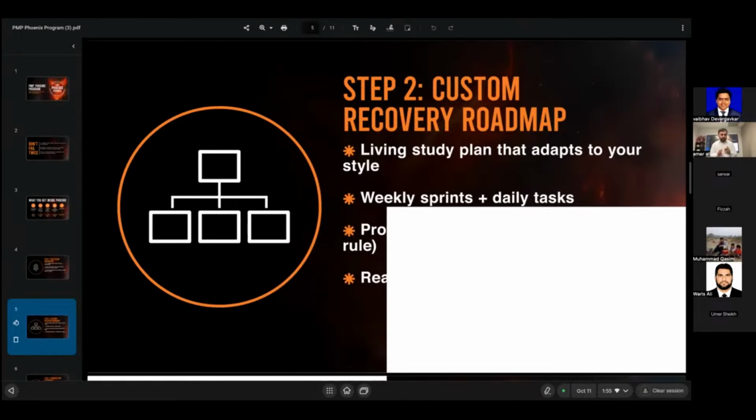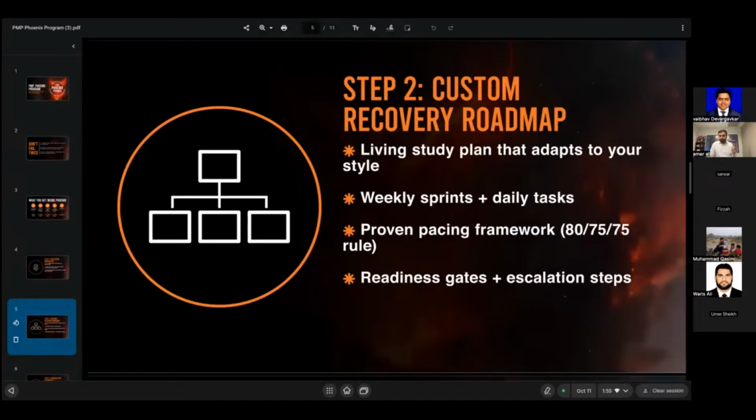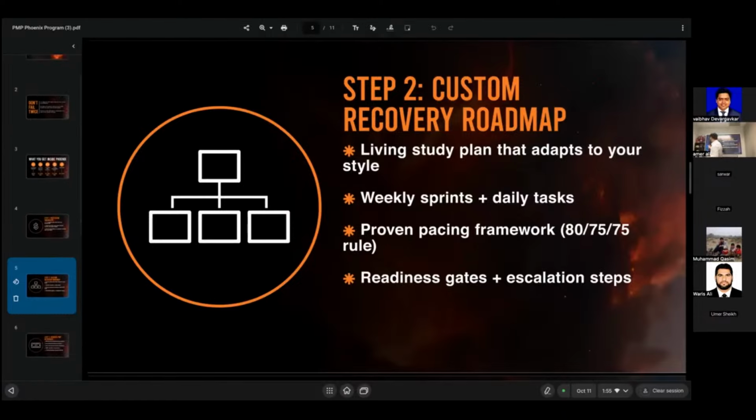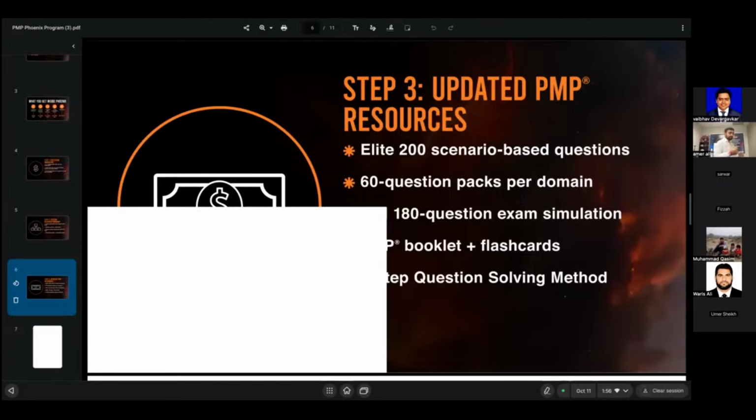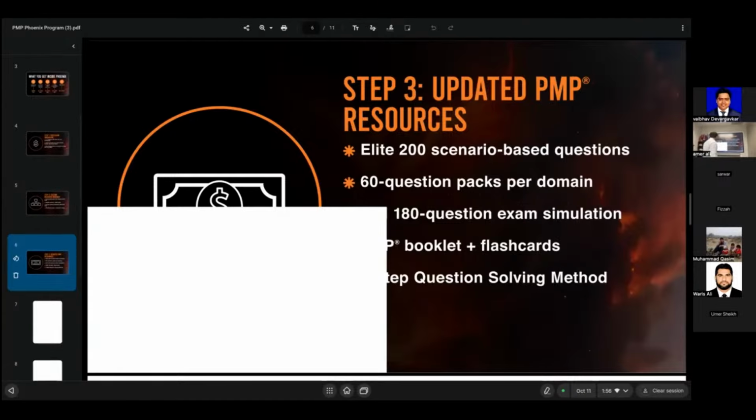One thing is important. When normal students join the program, there is a deadline, 4 weeks, 6 weeks. If you have failed 2 times or 3 times, I slow things down. I will make you take a lot more mocks than I do in the first attempt. That's an important thing. Then you will get all these updated resources, elite questions, 60 questions per domain, and some special mocks that are specifically designed for you.